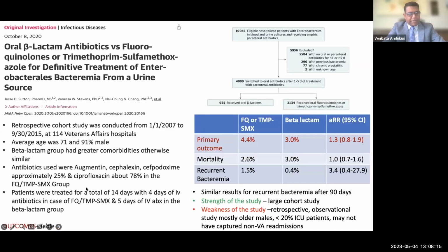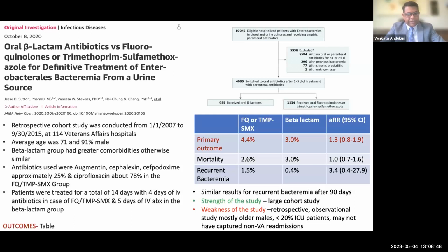So this is the paper that was published in 2020 in JAMA. This is oral beta-lactam antibiotics versus fluoroquinolones or trimethoprim sulfa for definitive treatment of enterobacterial bacteremia from a urine source. So this was a retrospective cohort study, conducted from 2007 to 2015 at 114 VA hospitals. Average age was 71 and 91% were male, as expected of the VA population.